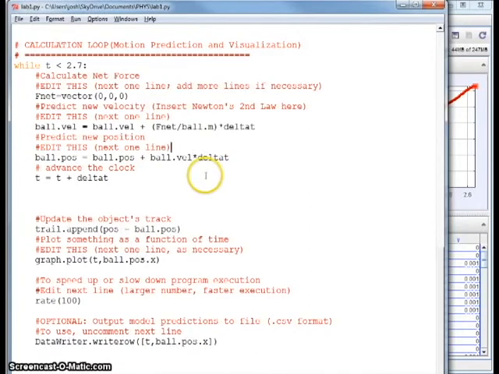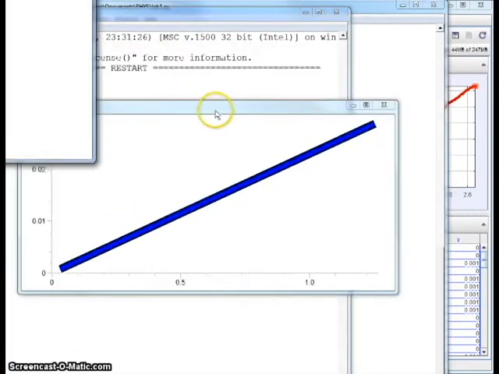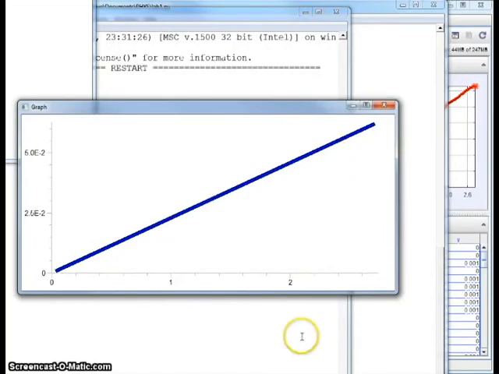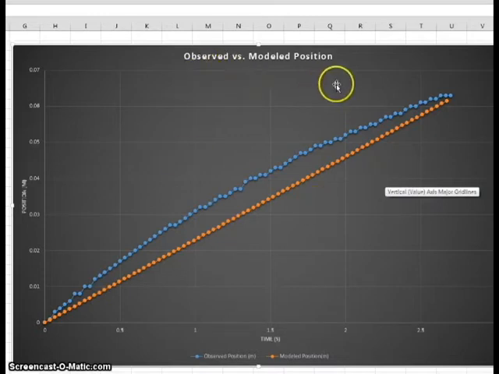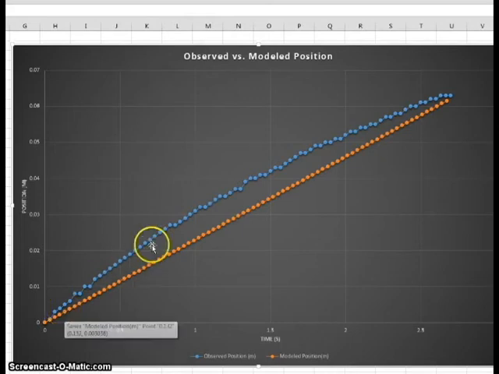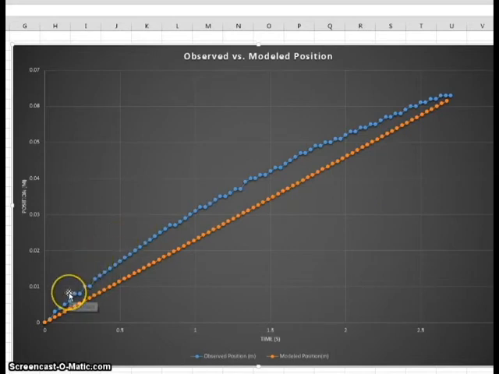And when you run the function, you get a graph as so. That graph corresponds directly to our graph in Excel. This is the observed and the modeled on the same graph here. As you can see, the observed actually has a slight curve to it and doesn't quite match the model position. This is because we find that our motion actually wasn't constant. Our velocity wasn't constant. We had changes in velocity throughout.